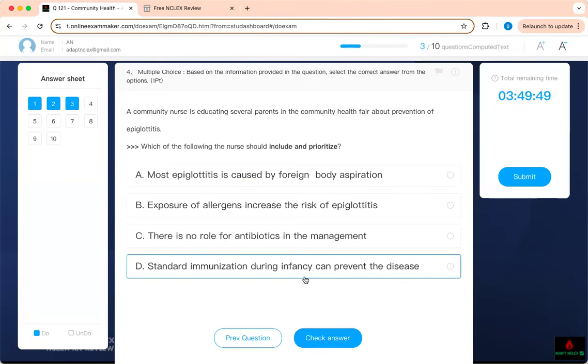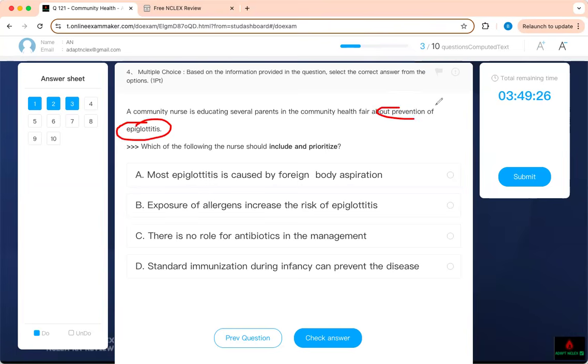Which of the following should the nurse include and prioritize? Prioritization 101. You've got to be sharp. All the answers are appropriate, but you've got to pay attention to which one is the best one. A community nurse is educating several parents in a community health fair about prevention of epiglottitis. Keyword I'm going to underline. When you're taking the test, I want you to do the same thing. Epiglottitis, prevention, include and prioritize.